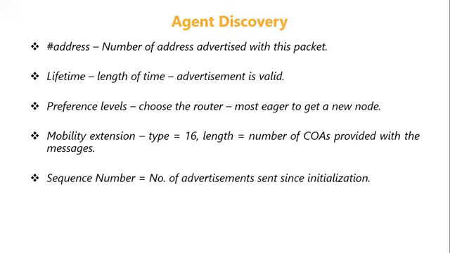An agent shows the total number of advertisements sent since initialization in the sequence number. There is a field sequence number in the mobility extension part. This sequence number contains the total number of advertisements sent since initialization. Since initialization, how many advertisements were sent will be stored in the sequence number.